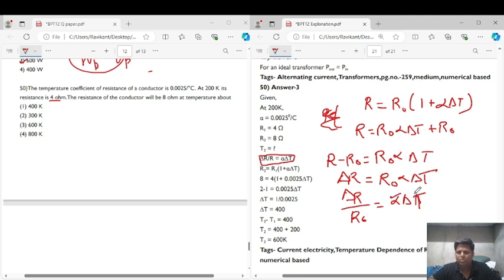Alpha is given to us, delta R and R naught are given to us. Putting the values, we get the value of delta T as 400. And delta T means final temperature minus initial temperature. Final temperature minus initial temperature is 400 and initial temperature is 200. So the final temperature will be 600 Kelvin, right? So the correct answer for question number 50 is 600 Kelvin. That is, at 600 Kelvin, the resistance of the resistor will be equal to 8 ohms, right?